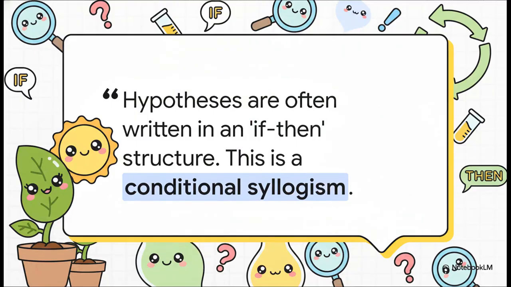You know, you've probably been told a million times to write your hypothesis as an if-then statement. Well, now you know why. That whole if-then structure is really just a more conversational way of laying out a syllogism. If a bean plant is a type of plant, then it will require sunlight to grow. See? You've actually been using this powerful logic all along, maybe without even realizing it.